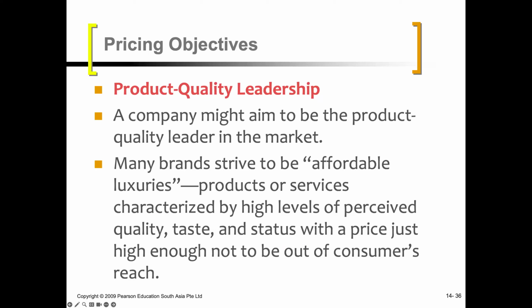Product quality leadership. A company might aim to be the product quality leader in the market, where many brands strive to be affordable luxuries: products or services characterized by high levels of perceived quality, taste, and status, with a price just high enough not to be out of the consumer's reach. They are trying to build exclusivity and luxury with an affordable price.